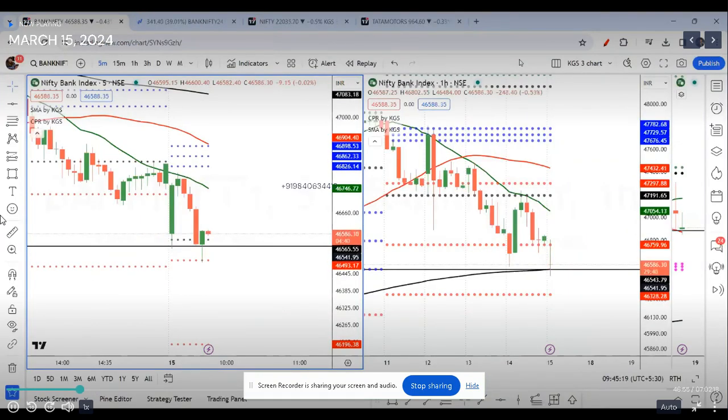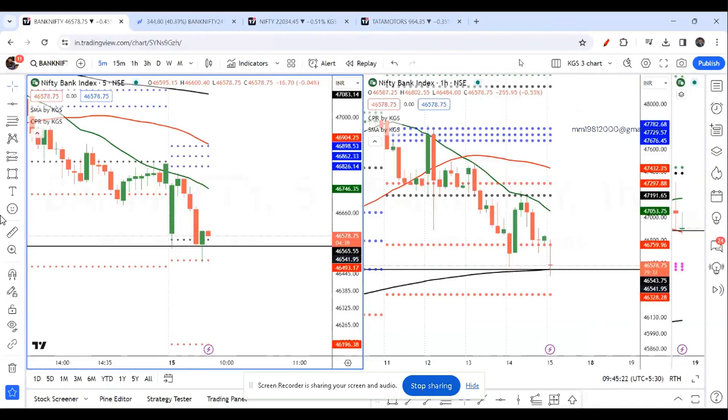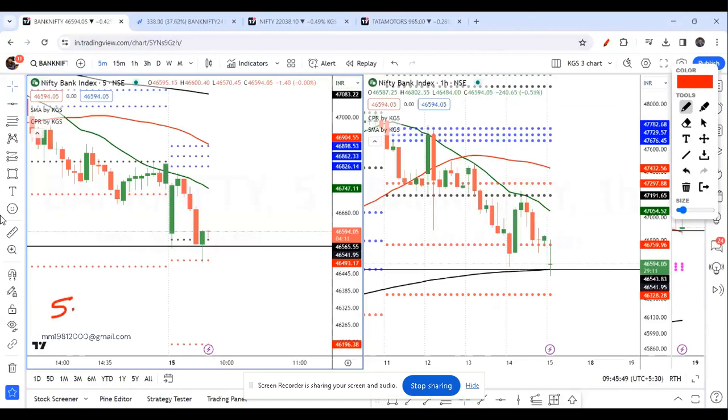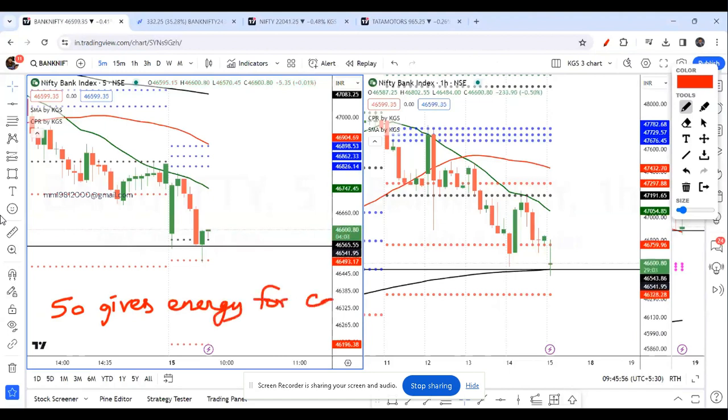For candles, the fuel is over, exhausted. So 20 will give fuel for the candles. Now, if 20 is not having energy, if 20 is not helping the candles, who will help? Next, online participants, this is the next question in this quiz. If 20 is not helping the candles, who has to help the candles? All right. So the answer is 50 SMA. So basically, 50 gives energy for candles as well as the 20 SMA.